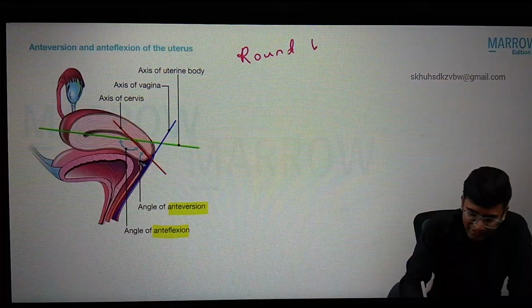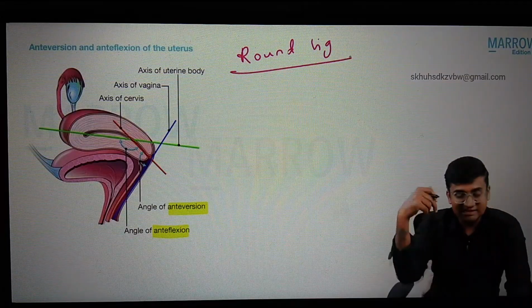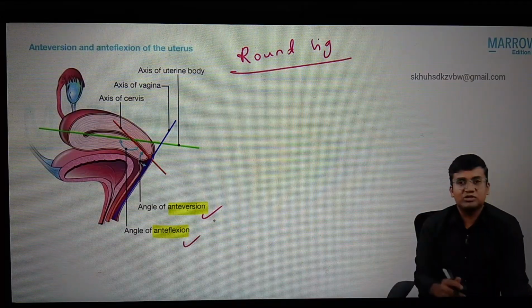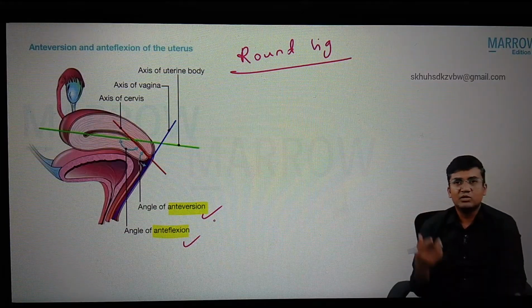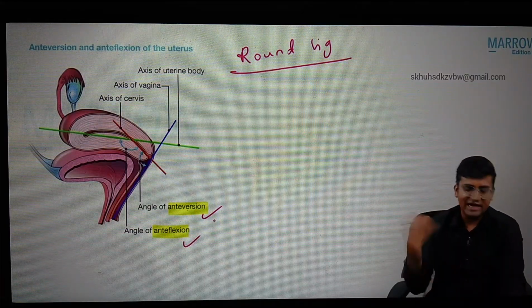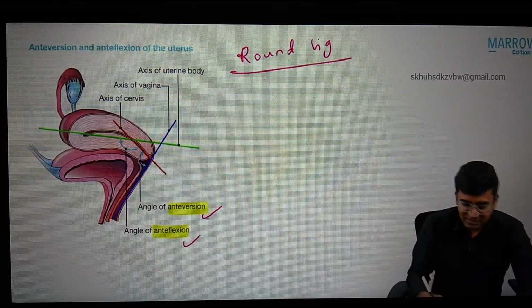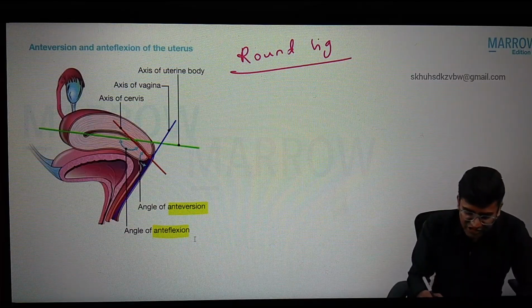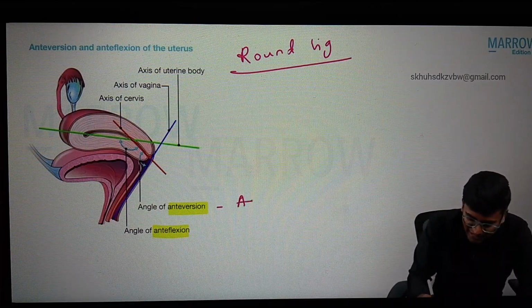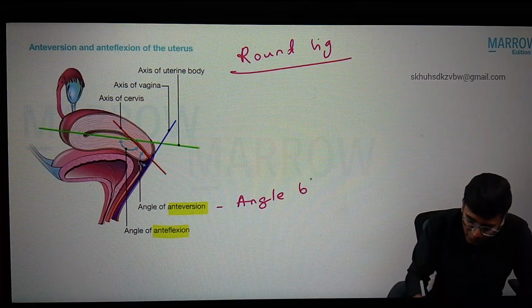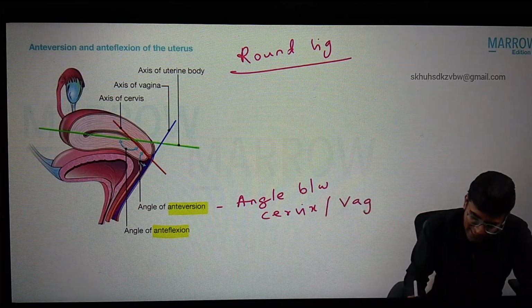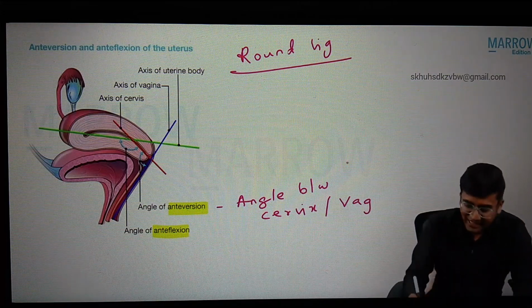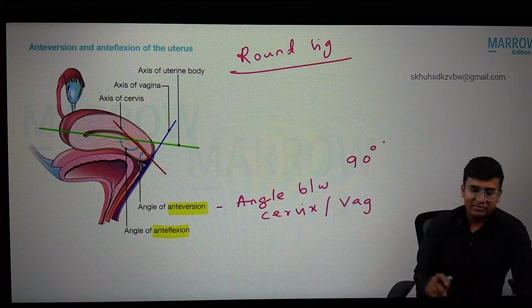Okay, so round ligament of the uterus is the ligament which maintains the uterus in the anteverted, anteflexed position. Now, what is meant by anteversion and anteflexion? Anteversion is the angle between cervix and vagina. That is the anteversion, and the angle is 90 degrees.